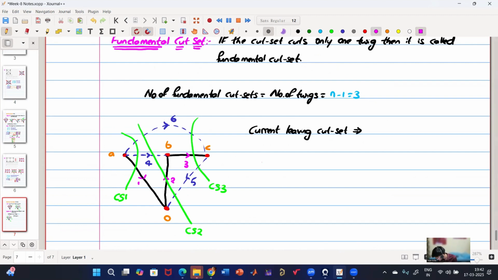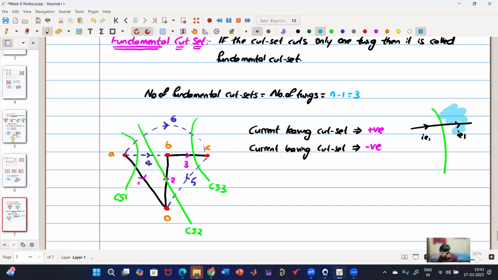Implies positive, current leaving the cut set is negative. So again, one question can come. Say I'm considering one example. This is my cut set, and the element is something like this, right? Say this is my current IE1, and this is my same current IE1. If I consider this region, current is leaving the cut set. If I consider this region, current is entering the cut set. So the question is, which region should I consider?